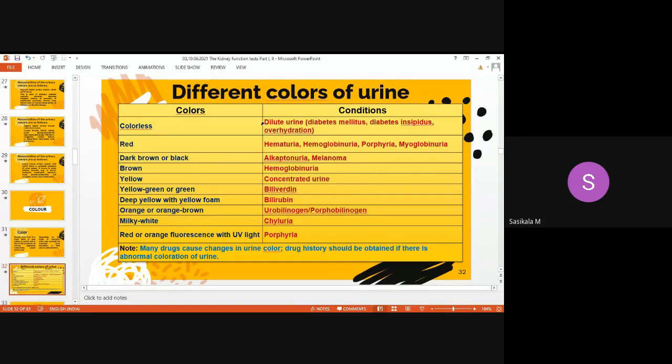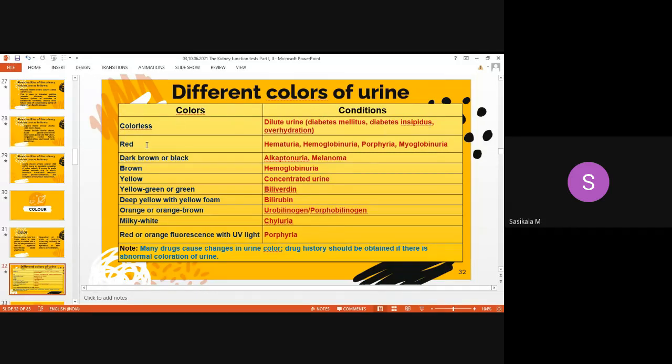In what cases is dilute urine formed? If there is overhydration, it will lead to dilute urine, which will be colorless. And the disease conditions in which colorless urine is passed in large output represent diabetes, both diabetes mellitus and diabetes insipidus.